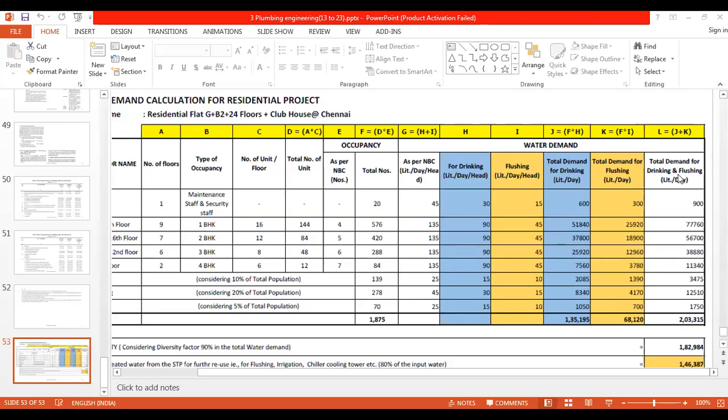Like that you have to think and decide according to the project requirement. This is the water storage and water demand calculation. They also call it the water balance sheet.